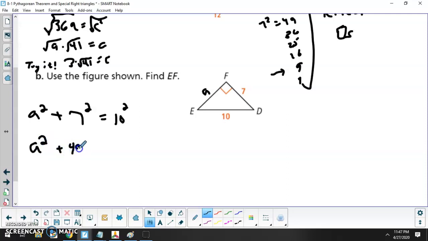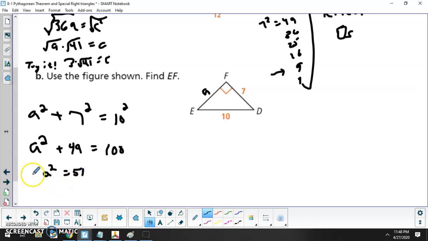Okay, 7 squared is equal to 49. 10 squared is 10 times 10. Okay, remember 7 squared is 7 times 7, not 7 plus 7. Okay, that's a common mistake. So that's 100. Now you need to get rid of the 49, so you're going to subtract it. Subtract 49 from 100. You're going to get 51.